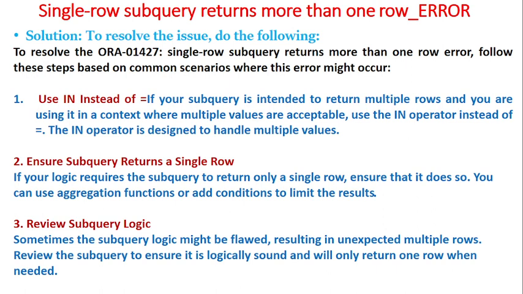The second resolution you can apply is to ensure that your subquery returns a single row. You can write the logic in such a way that you mention some condition in your subquery so that only one record gets fetched, and you can avoid this error. If your logic requires that the subquery returns only a single row, ensure that it does so. We can use an aggregate function like max or min, or you can add some extra condition so that only one record gets fetched.